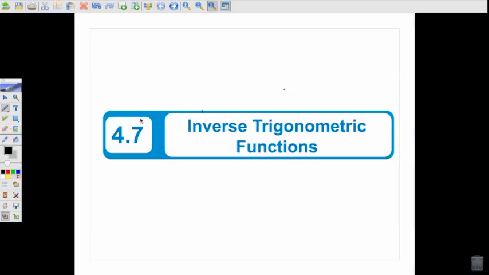We talked a lot about sine, cosine, tangent, cotangent, secant, and cosecant. However, now in the last section of this chapter, we got to turn it all on its head. Inverses. Inverses of all of these functions.